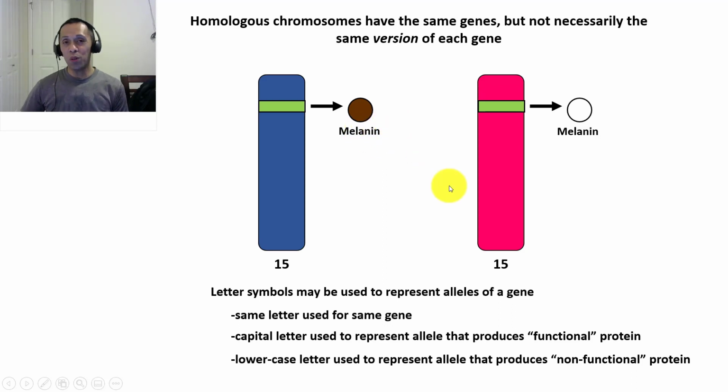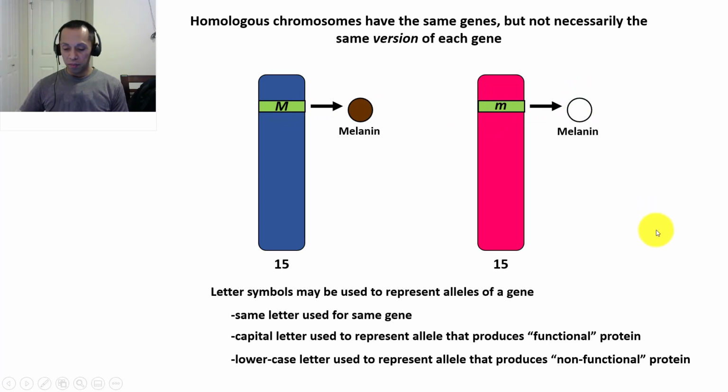But you can use a capital M and a lowercase m to represent these two different alleles. Typically, the allele that encodes for the functioning version of the protein is represented by the capital version of that letter, and the allele that encodes for the non-functioning version of that protein is represented by the lowercase version of that same letter. Again, this is the same gene, the gene that encodes for melanin. That's why you use the same letter for each. It's just that the capital version represents one version of that gene, and the lowercase version represents the other version of that gene.